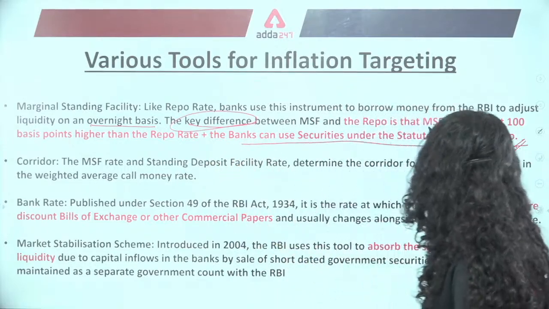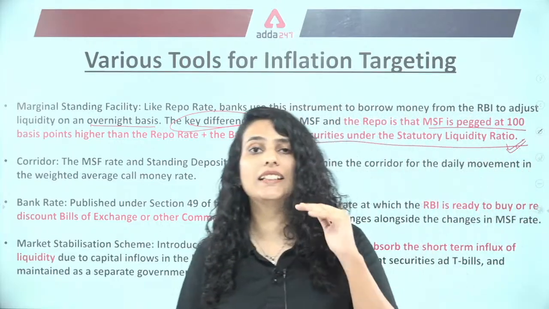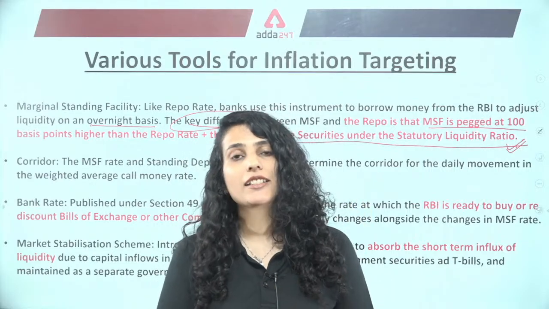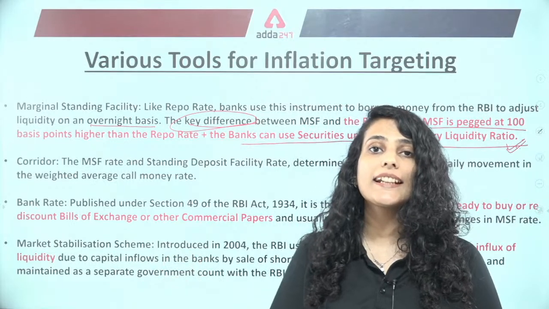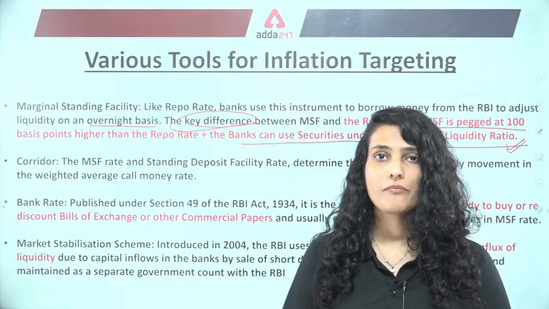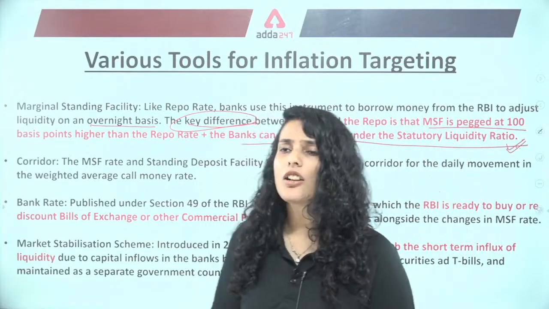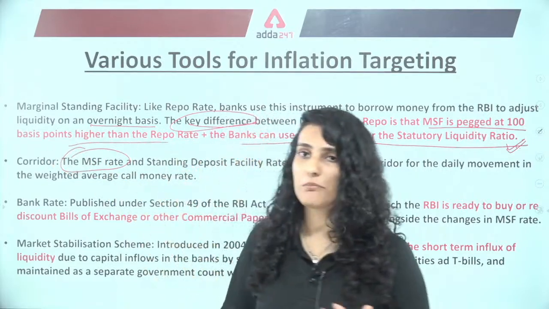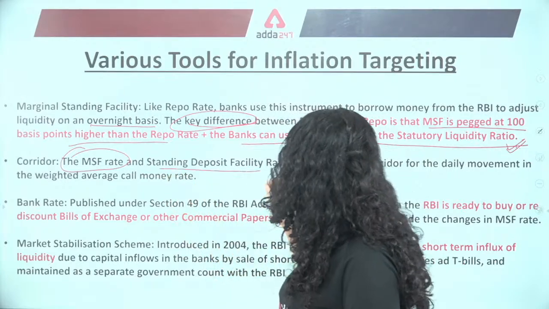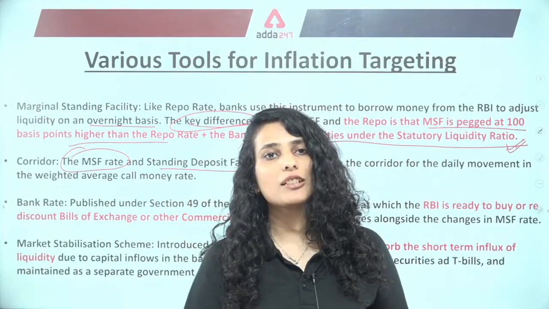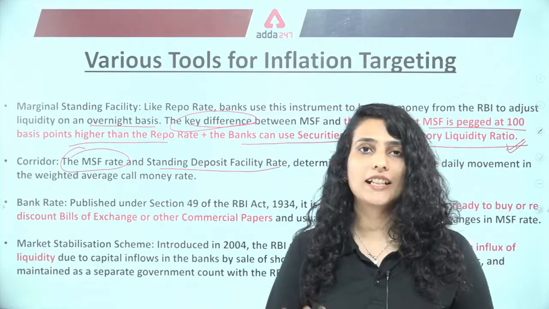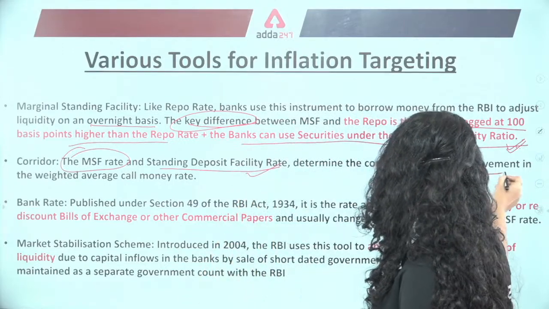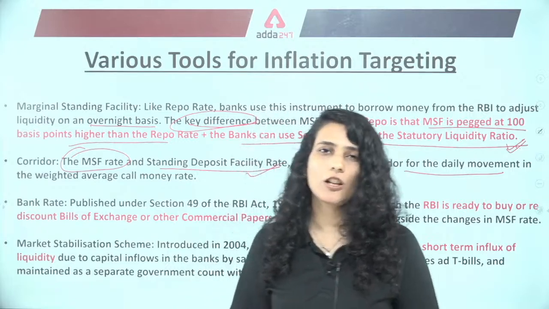The key difference दोनों में ये है कि MSF is pegged at 100 basis points higher than the repo rate, and the banks can use the government securities that they are maintaining under statutory liquidity ratio. Okay, corridor क्या है? Marginal standing facility rate is the highest corridor, that is 100 basis point higher than the repo rate, and standing deposit facility is the lowest corridor. Standing deposit facility जब introduce नहीं हुई थी तो इससे पहले reverse repo rate was the lowest corridor, but now it is standing deposit facility. It determines the corridor for daily movement and weighted average call money rate.